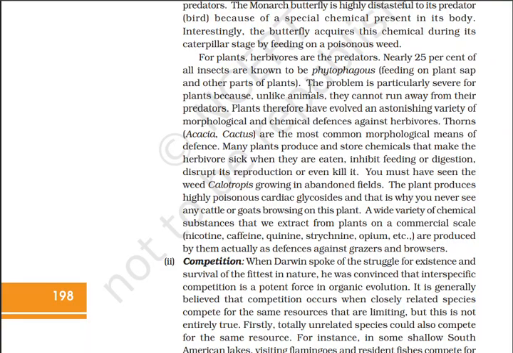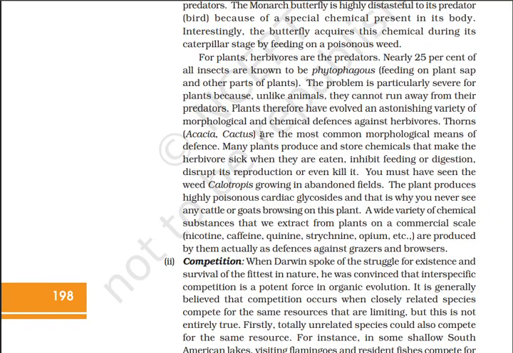For plants, herbivores are the predators. Nearly 25% of all insects are known to be phytophagous, feeding on plant sap and other parts of the plant. The problem is particularly severe for plants because, unlike animals, they cannot run away from the predators. Plants therefore have evolved an astonishing variety of morphological and chemical defenses against herbivores.